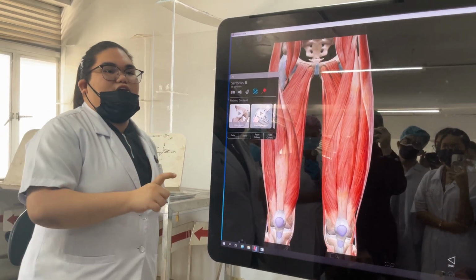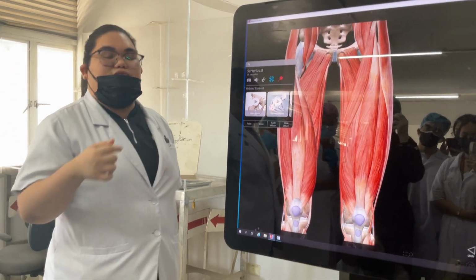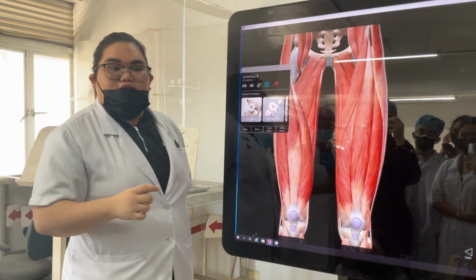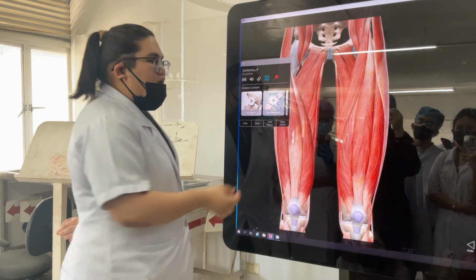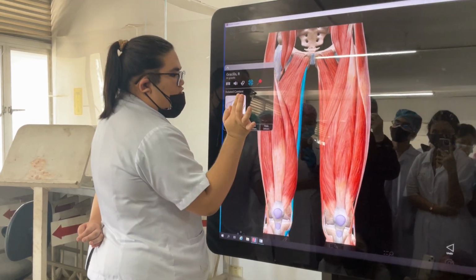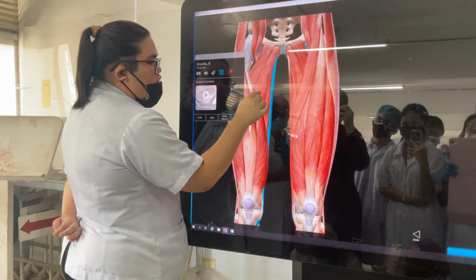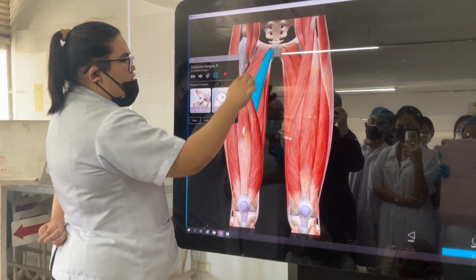Okay, so again, very careful. Anatomy terms are descriptive. Adductor longus has a long tendon. Adductor brevis, short muscle. Adductor magnus is the biggest of the adductor group. So right here, the most inner is your gracilis muscle. Right here is going to be your adductor longus. Right here is your pectineus.